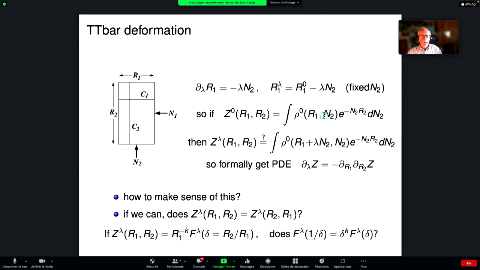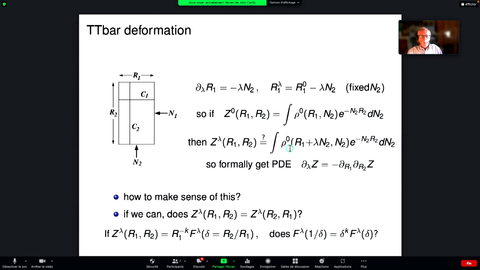So if we write the spectral decomposition, then what we'd like to do to define the TTbar deformation of this is just for each value of N2 here, change R1 goes to R1 plus lambda. The reason for this change of the sign here is that rho zero is a density in this variable here. So you just have to think about that a moment. So the interesting thing about this is it's very, very formal, because here N2 can be negative, for example. It's possible that there are, although the spectrum should be bounded from below, N2 can certainly be negative. So the question is, what does it mean for the system to have a negative width?